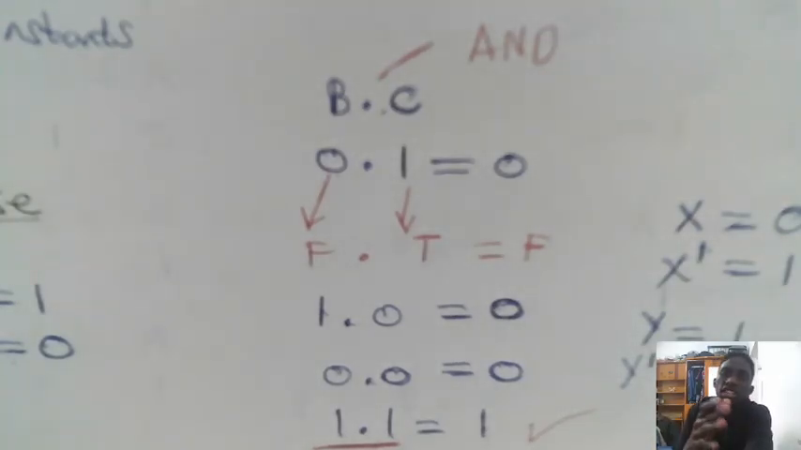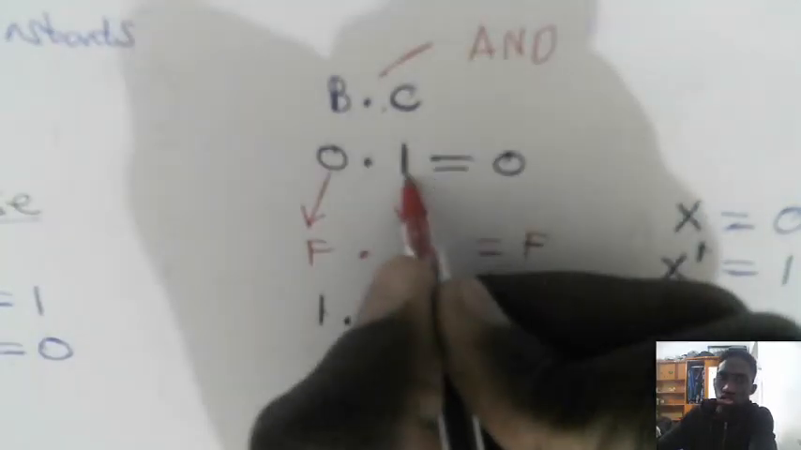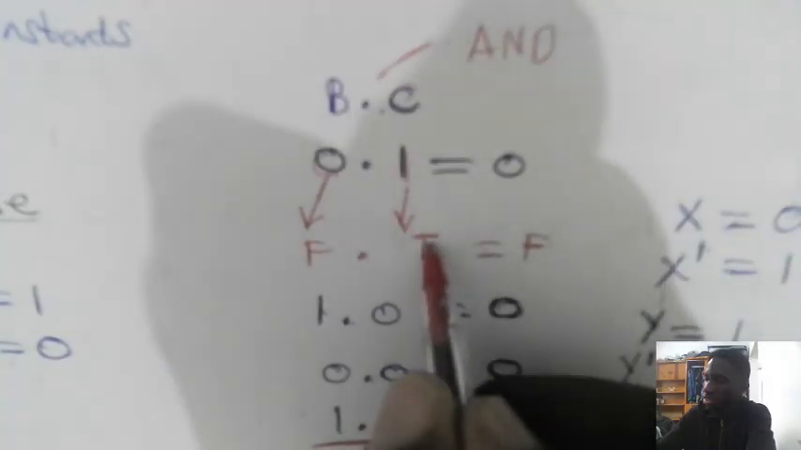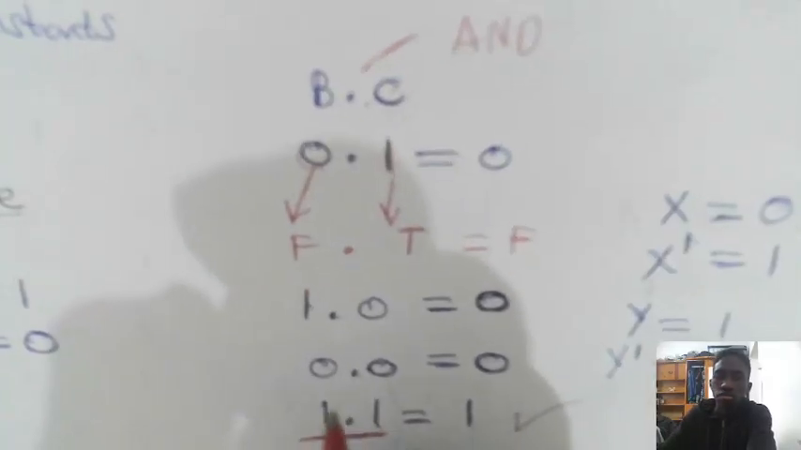Let's say it doesn't rain and today is Monday. I said it will rain and it is Monday. So although today is Monday, although C is true, B is false. So false and true would definitely be false because I said AND, so both have to be true. So that's the concept here. 1 and 0 is still 0, false.